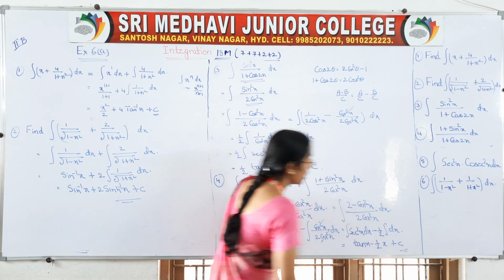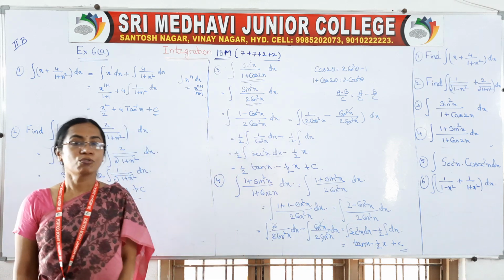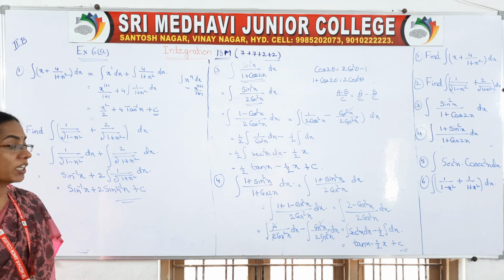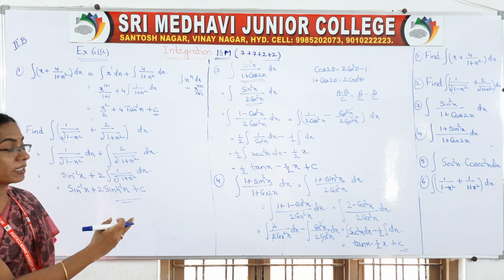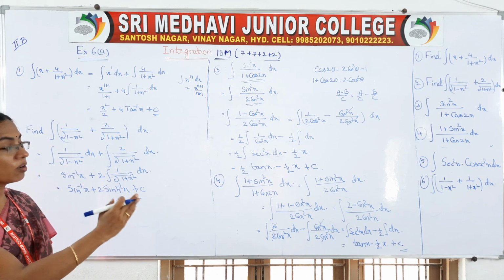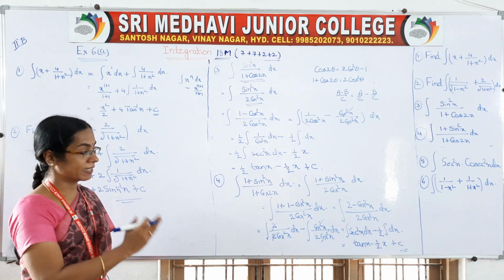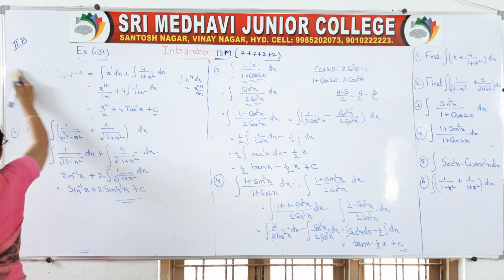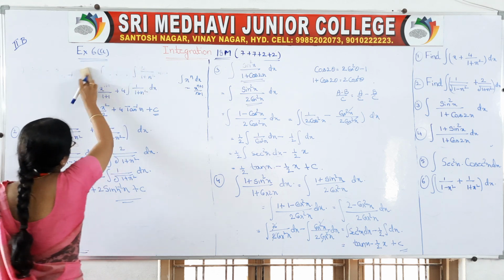Now you have all the formulas, isn't it? So tan x minus half into the integral of dx, which is x. After completing the value we have to write plus c. Okay, so now come to the sixth question. What is your sixth question?